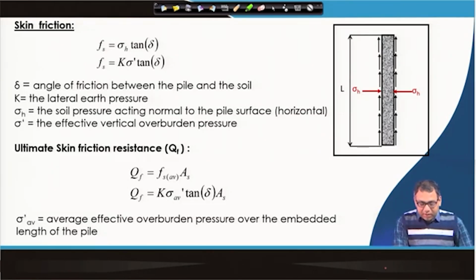So, now here remember that we have to take the average effective overburden pressure. Okay. So, suppose we have a length of L, so along that L, what is the average effective overburden pressure that we have to use to calculate the skin friction. Then once we get the skin friction, you have to multiply with the perimeter into the length, then we will get the area, and then we will get the total frictional resistance.